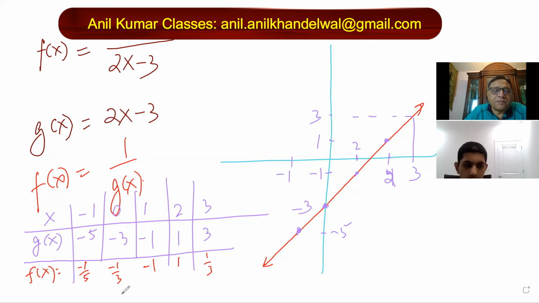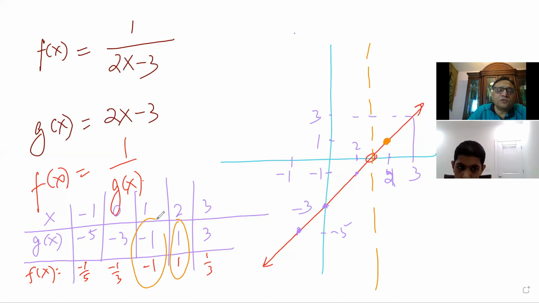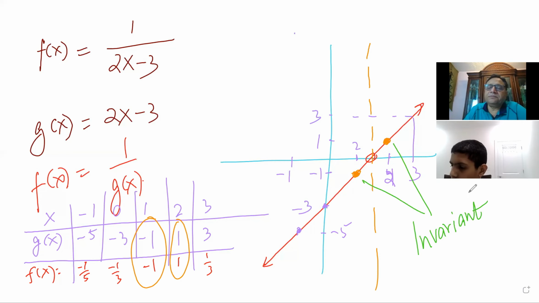What you notice at this point, which we did not calculate, which is 0: what is the reciprocal of 0? Infinitely large. So at this point, I'll have a vertical asymptote. So we'll begin by drawing this vertical asymptote. And at 1, we have the value 1 itself, so this point is common. At minus 1 also, we have a common point, because the reciprocal of 1 or minus 1 is the same number. These points are called invariant points. They do not change in both the values.